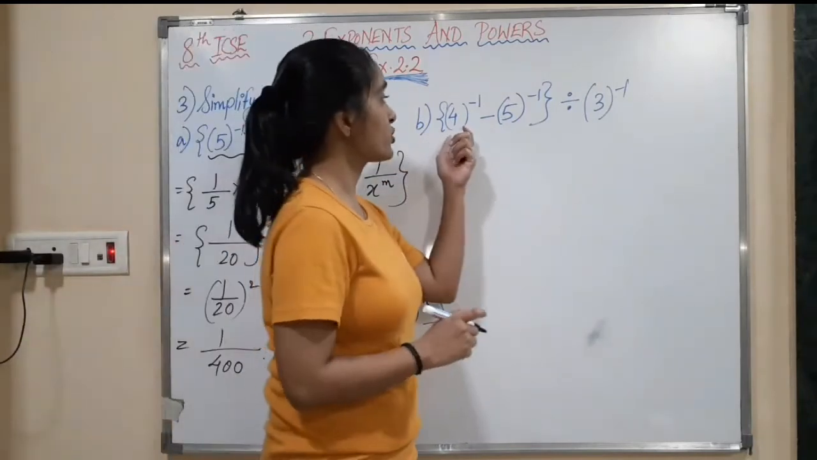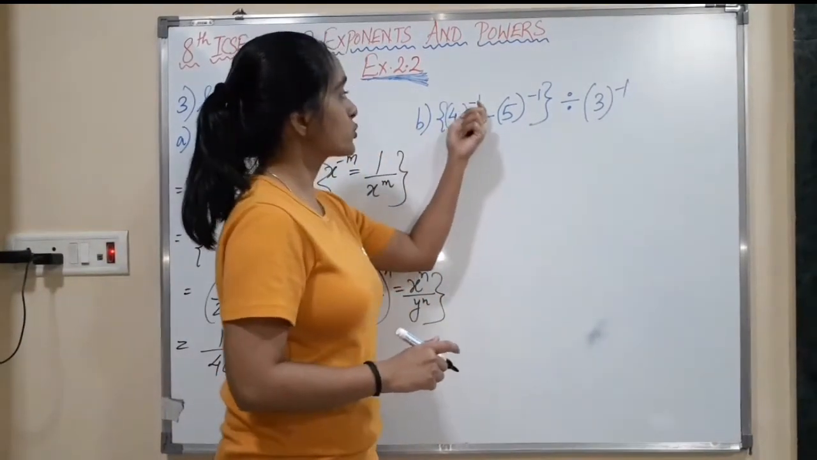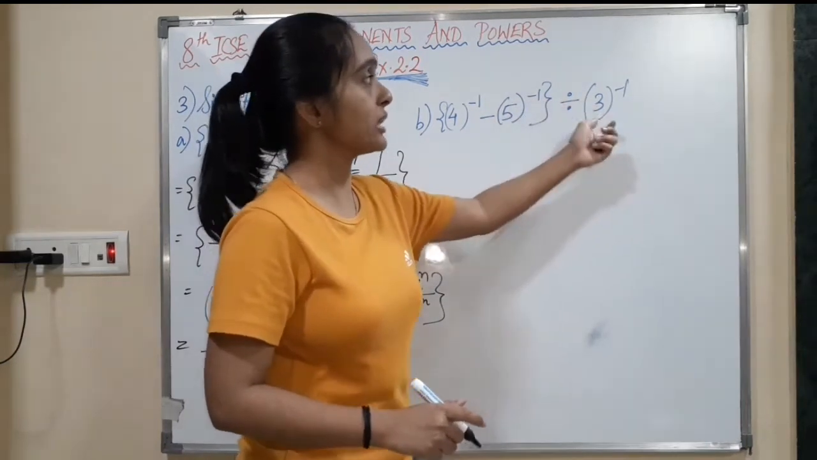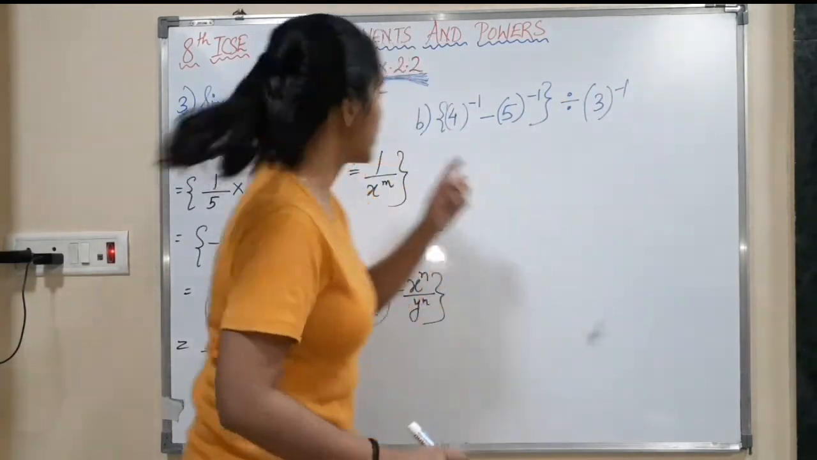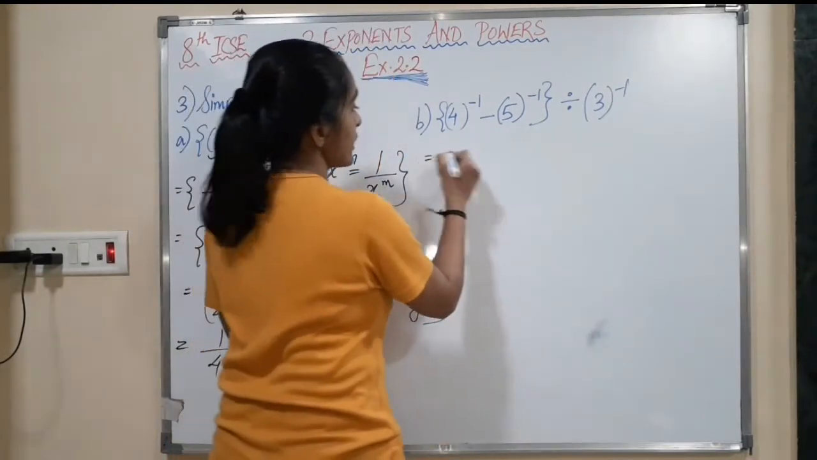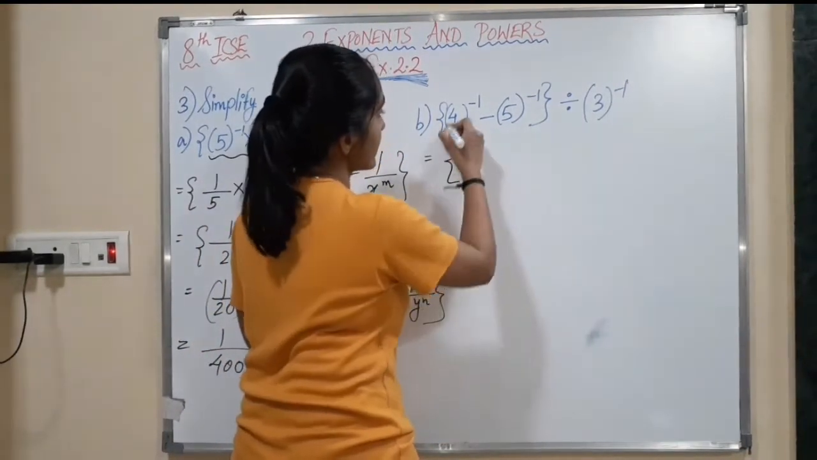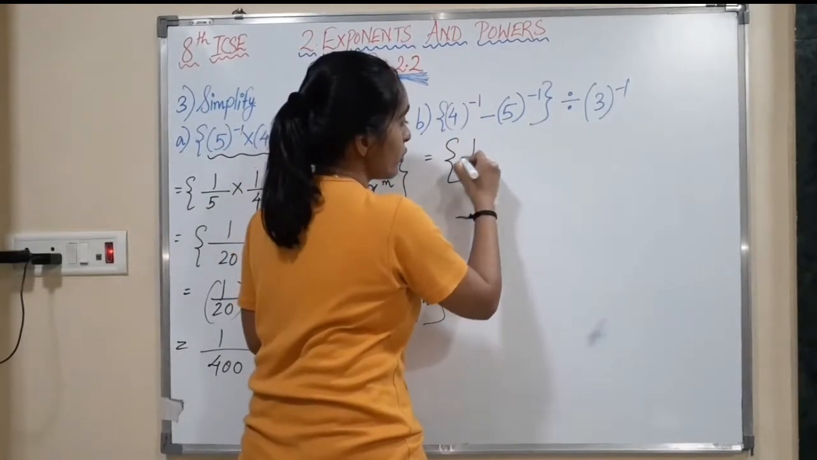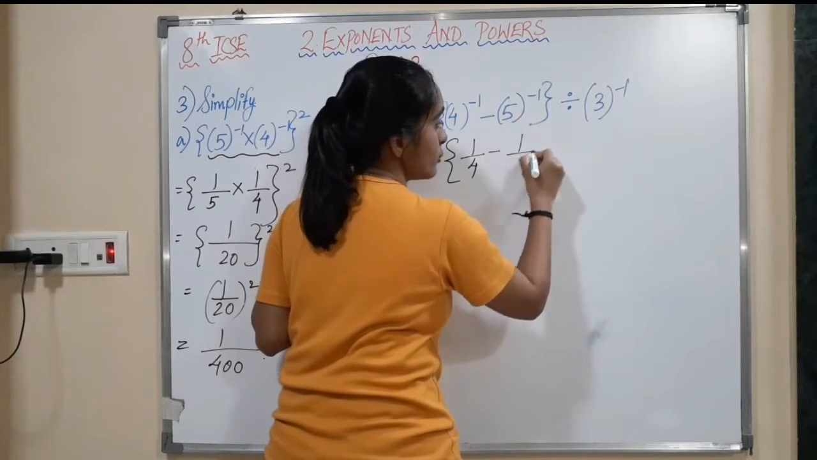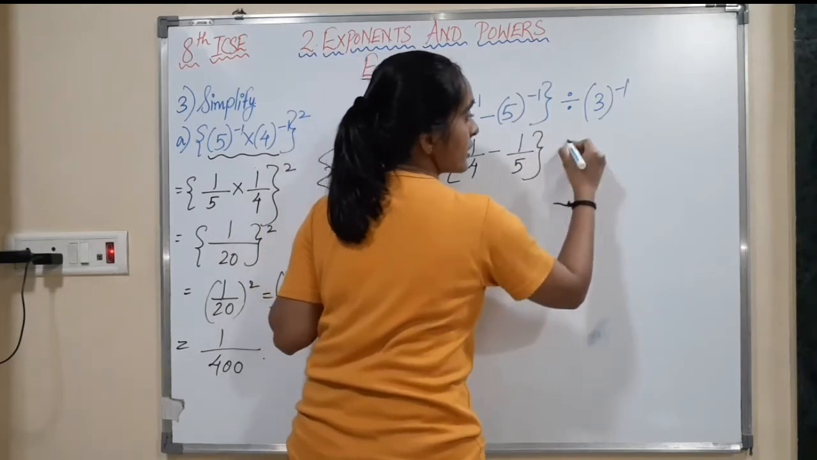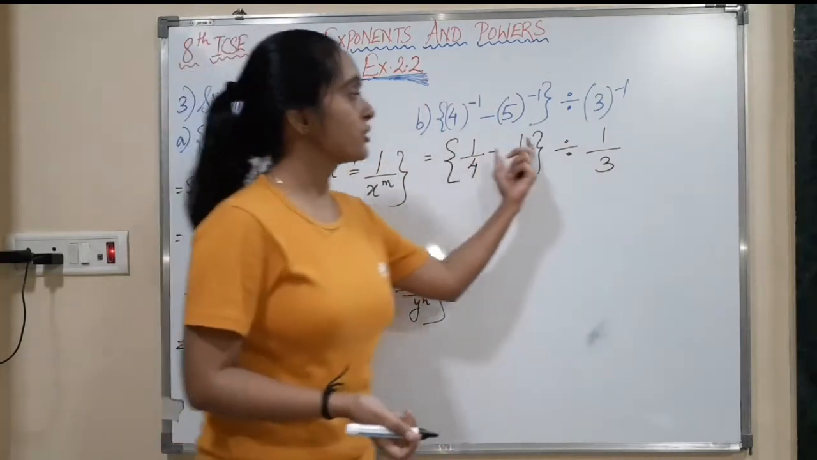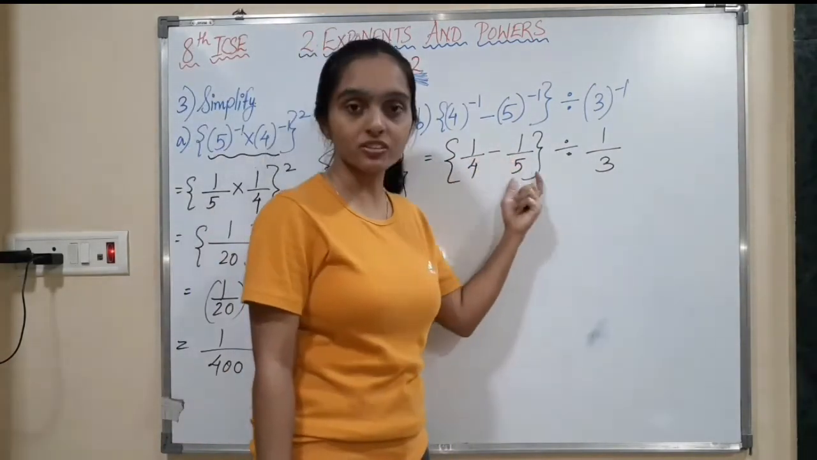Now the second question is this. 4 raised to minus 1 minus 5 raised to minus 1 divided by 3 raised to minus 1. So here again we will use this law to simplify this. So you will get inside this bracket, reciprocal of 4 will be 1 upon 4 minus 1 upon 5 divided by 1 upon 3. So now here rational numbers are there. We have to subtract the two rational numbers.